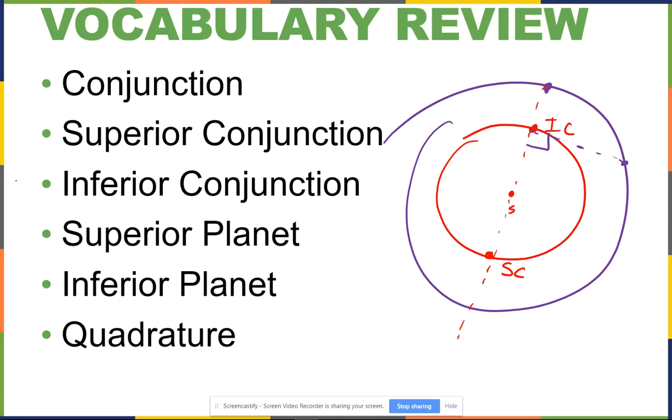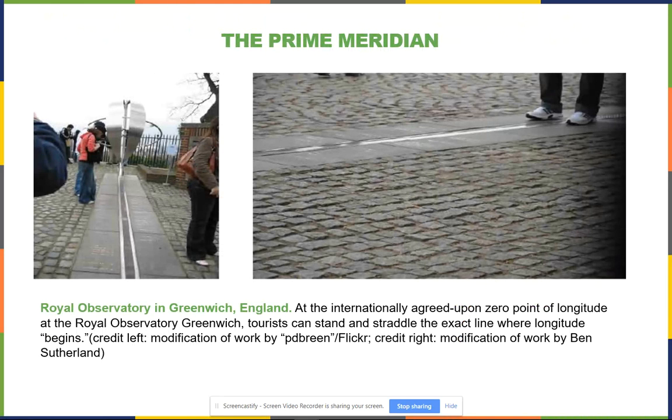When you have a right angle in the planet-sun configuration, it doesn't matter if you're on the red planet or the purple planet, that's still quadrature, because that's the only configuration you can get between the planets to have the right angle. Okay, vocab done. Now we're back to the prime meridian.